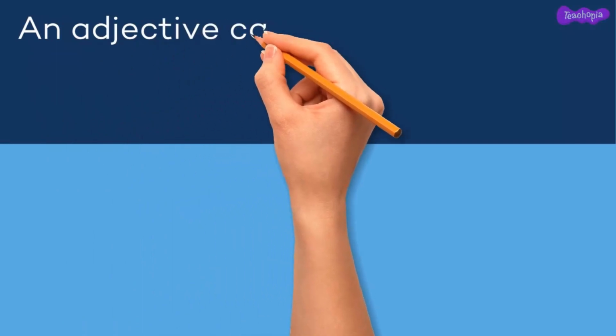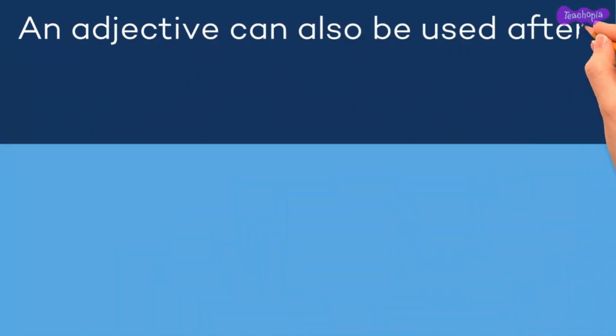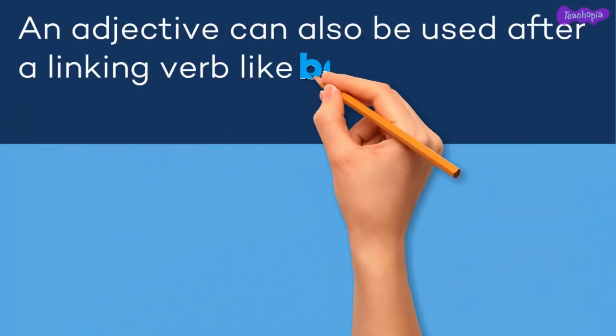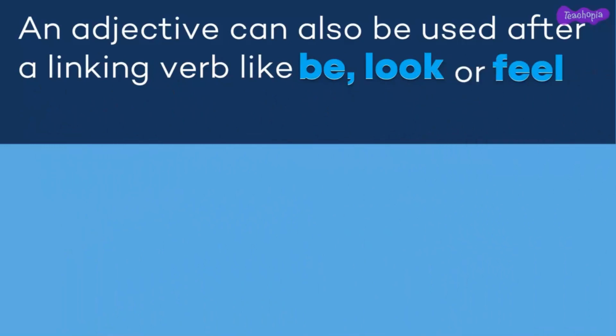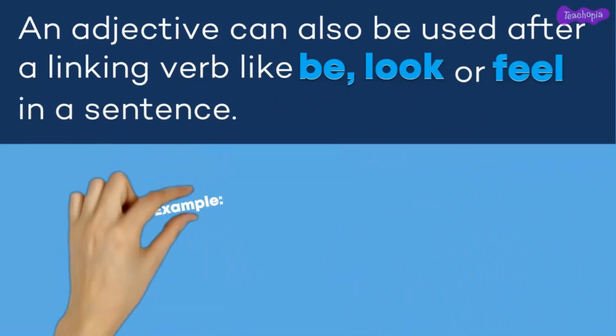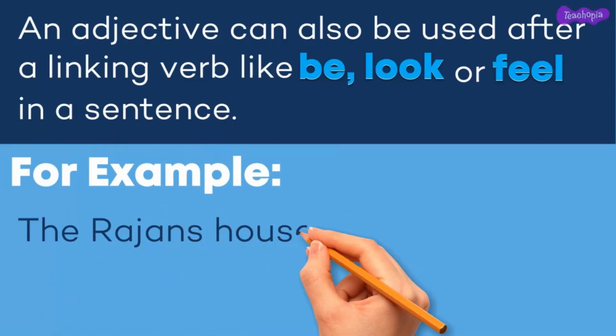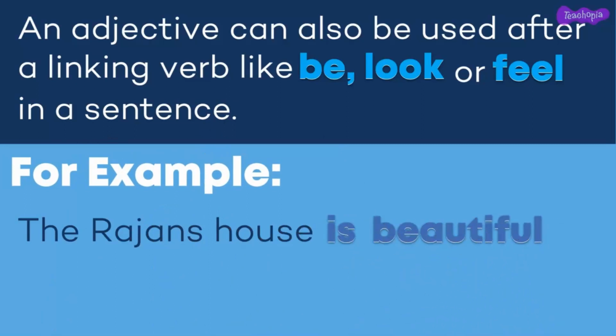An adjective can also be used after a linking verb like be, look, or feel in a sentence. For example, the Rajan's house is beautiful. Here, is is a linking verb and beautiful is the adjective.